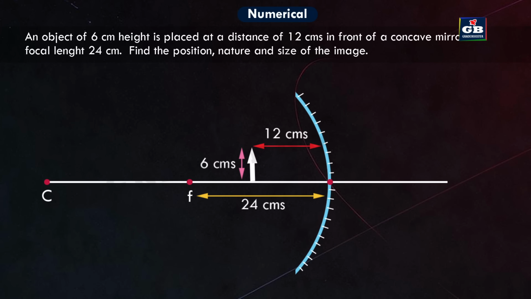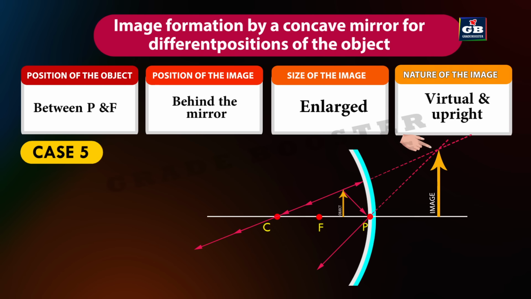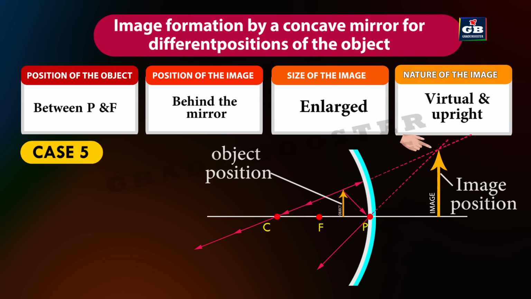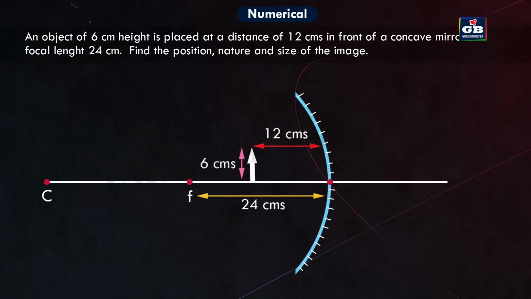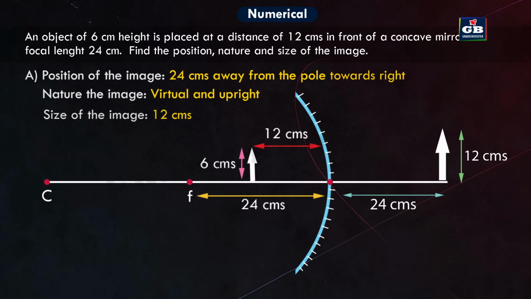Now let us know the nature and position of the image. We know that if the position of the object is between P and F, that is between the pole and the focal length, then the image will be virtual and upright. So in our problem, the image will be at this point, 24 centimeters away from the pole with a height of 12 centimeters. So we find the position of the image 24 centimeters away from the pole towards right, nature of image virtual and upright, and the size of the image is 12 centimeters.